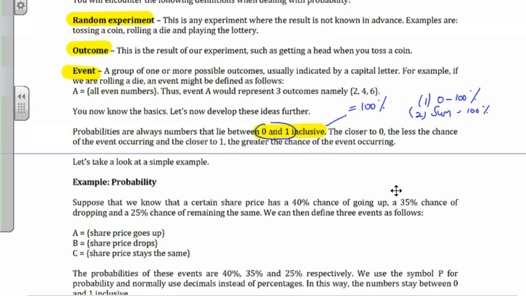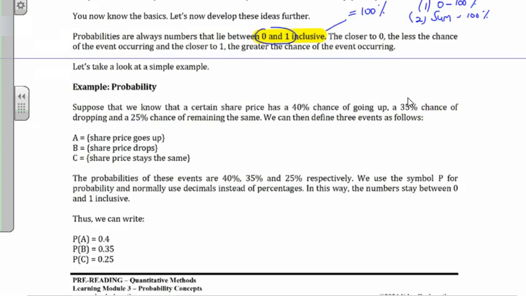Okay, let's have a quick look at an example over here. Let's suppose that we know that a certain share price has a 40% chance of going up, 35% chance of going down, and 25% chance of staying the same. What can we say? Well, this is just one of the notations. As I said, I don't want to focus overly on them. Let's just get them clear, but it doesn't deter our understanding.